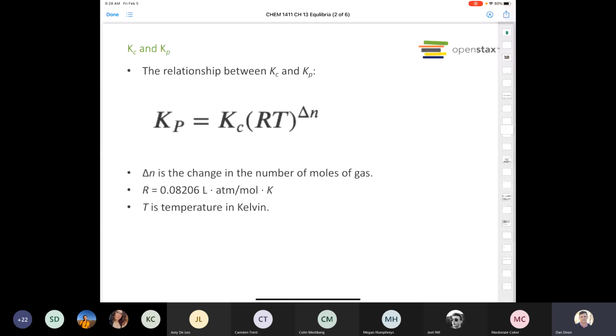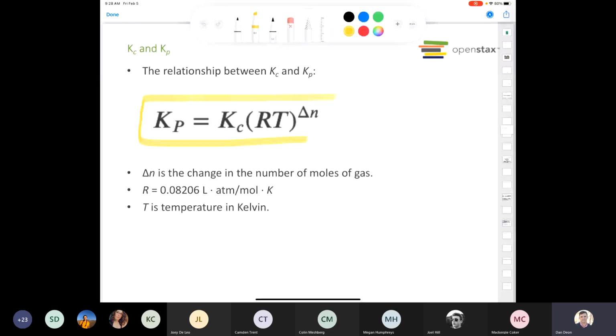And we looked at the relationship between the equilibrium constant with respect to concentration, Kc, and the equilibrium constant with respect to pressure, Kp. And then we came up with this formula. I spent a couple of minutes showing you where this formula comes from, and I explained how you need PV equals nRT to solve for this. And we talked about what delta N is. It's the change in the number of moles of gas. And R is the gas constant, 0.08206.